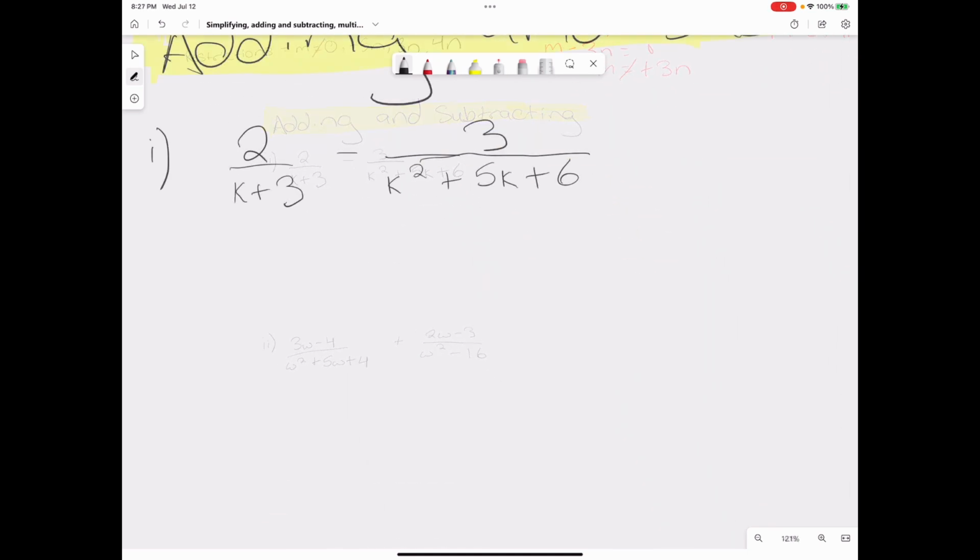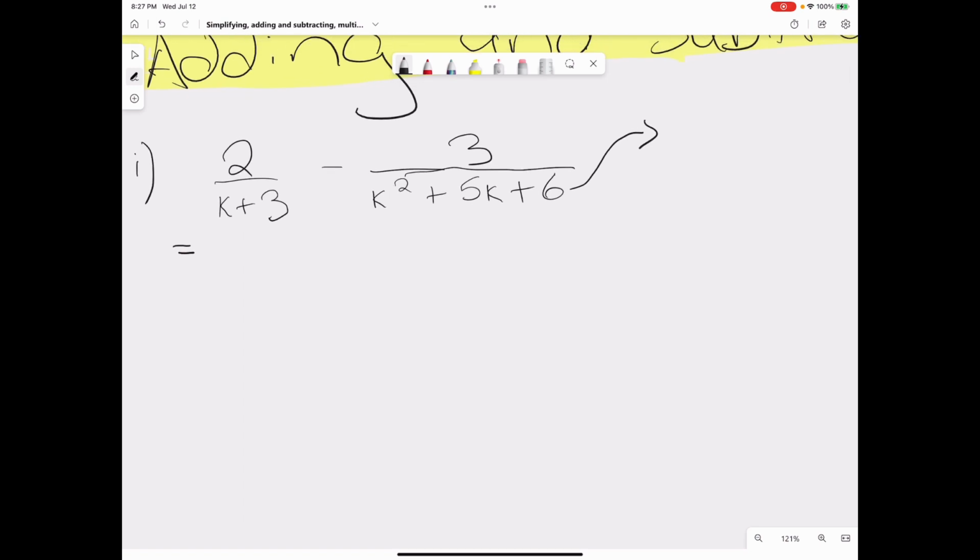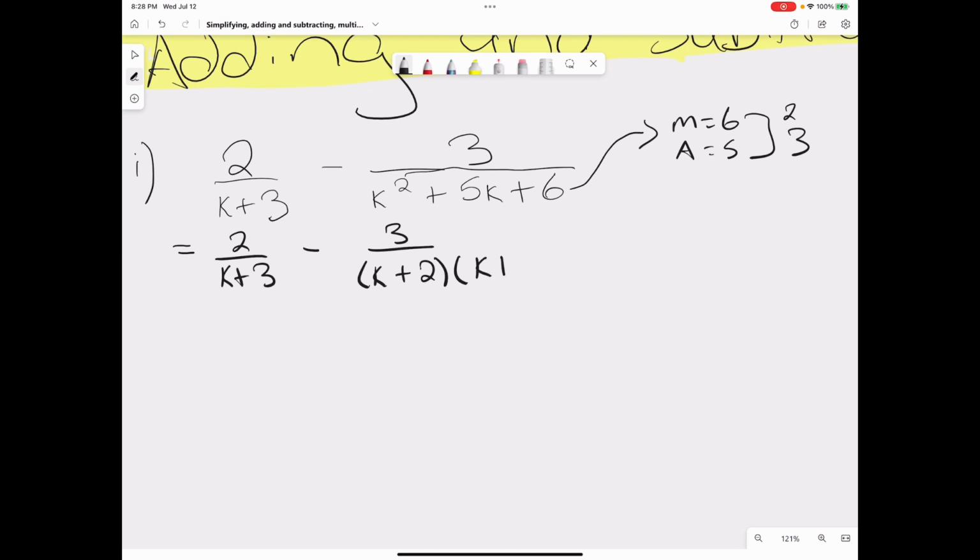Now adding and subtracting. For this question, 2 over k plus 3 minus 3 over k squared plus 5k plus 6. We're going to look at each fraction and see what terms they have. But first, we have to factor this term. Of course, it is a simple trinomial. So what two numbers will multiply to 6 and add to 5? Well, that's 2 and 3. So we'll rewrite this as 2 over k plus 3 minus 3 over k plus 2 and k plus 3.